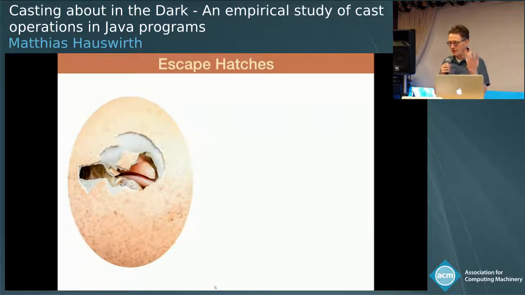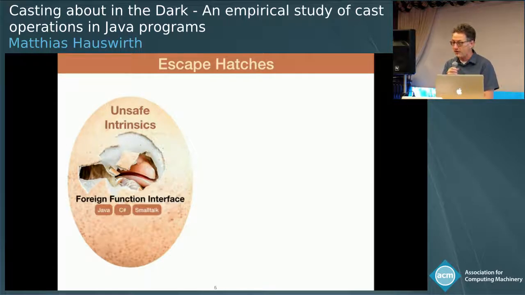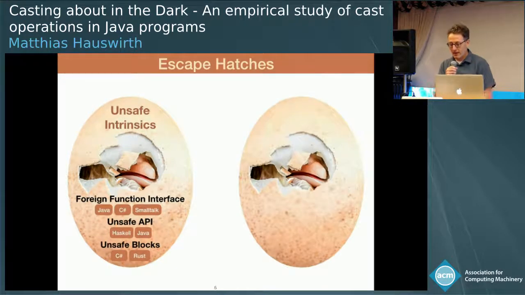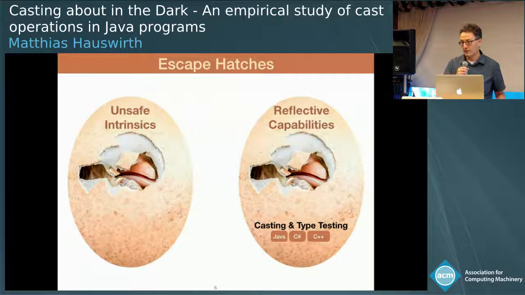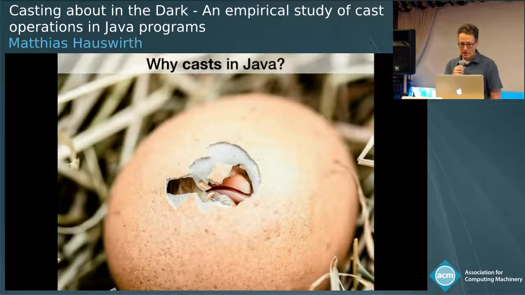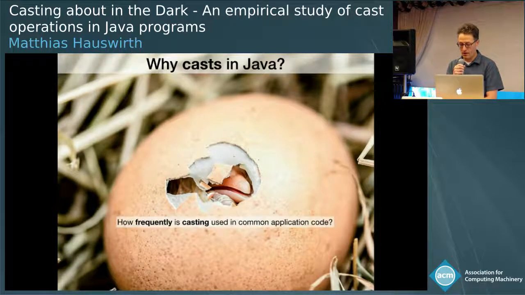They don't like the eggshell they provide, and they try to escape the static type systems in some situations. There are several ways to do that. One is to use some kind of unsafe intrinsics, like foreign function interfaces, unsafe APIs, unsafe blocks in your source code. Or, on the other hand, reflection, so either reflective APIs or, and that's what we're focusing on in this paper, casts, type casts. We specifically looked at the use of casting in Java, and we wanted to know why are casts being used?